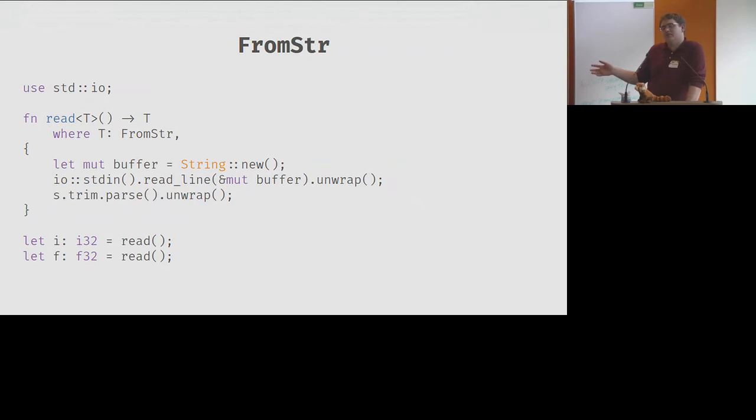I don't have the definition here because it's a bit bigger, but this is one of my favorite snippets and it uses FromStr. So let me walk you through this. We have a function called read, which is generic over some type T, and we're going to constrain T, and it returns a T. We're going to constrain T to be FromStr. That means that we can take a string and convert it into T. What this method does is it'll make a buffer, which is a string we can fill with data. It will read from standard in, so just from the command line. It will read data into that buffer, one line. That unwrap is because reading from standard in might fail for various reasons. If it does fail, this program would crash. You can be a little more careful and say, oh, there was an error, I will return something else, but that doesn't fit on the slide.